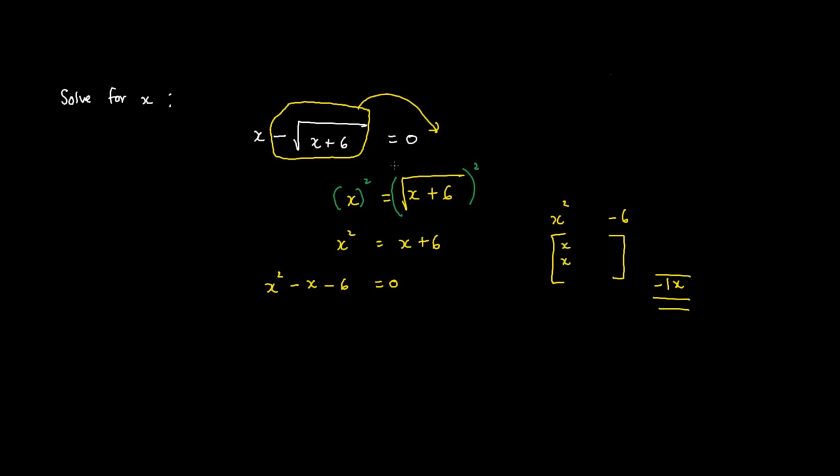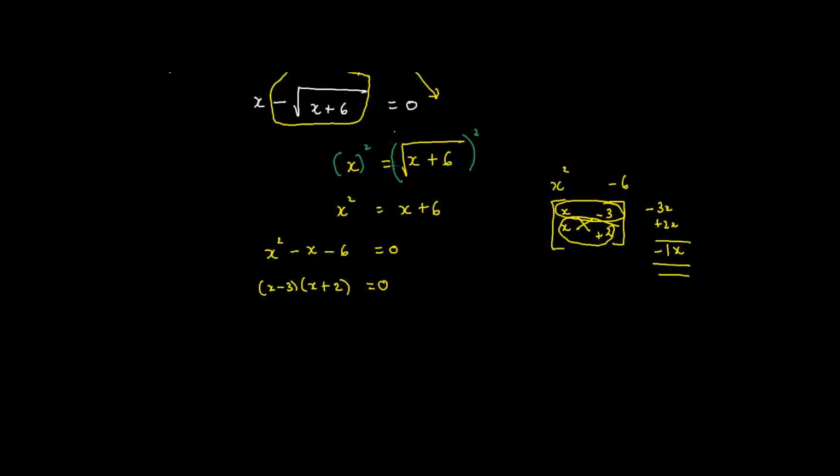So x times x gives me x squared, and 3 times 2 gives me 6, but of course this is negative 6, so let's be deliberate. The sum needs to give me negative 1. So let's say negative 3 times 2 is negative 6. When I cross multiply, negative 3 times x is negative 3x, and 2 times x is plus 2x. So my factors are x minus 3 times x plus 2 is equal to 0.